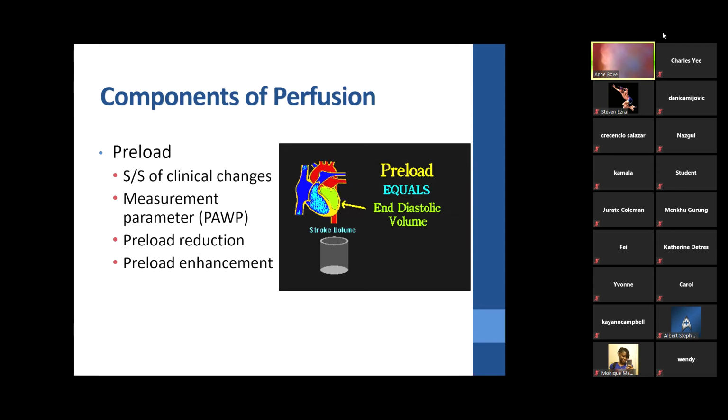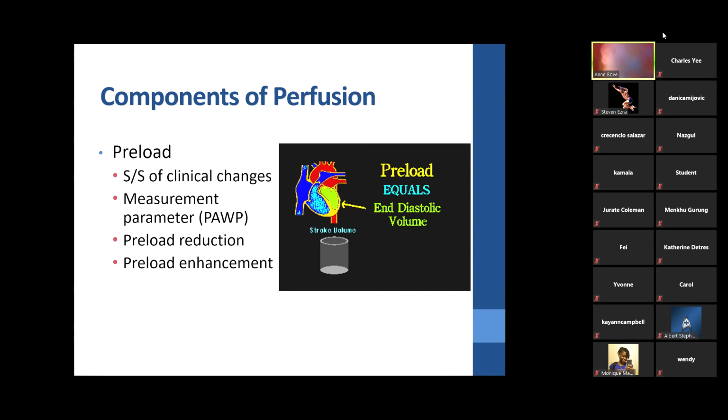And then that becomes what kind of volume are you going to give? Are you going to give crystalloids, which is normal saline, lactated Ringer's, of that nature? Are you going to give colloids like albumin, or are you going to give blood products accordingly?